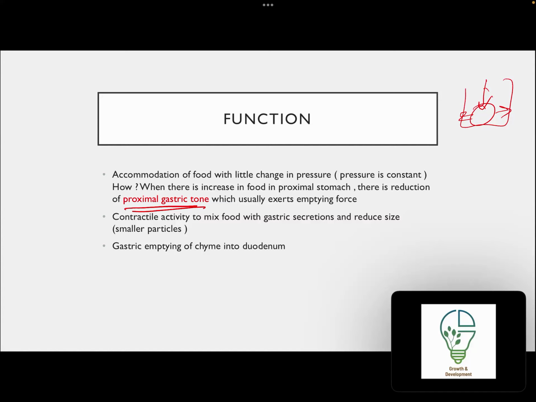Another reason we need gastric motility is for the contractile activity to mix food with the gastric secretions, and also to reduce the size of the food into small particles. And the last one is because we need the motility to empty the food inside the stomach, or the chyme, into the duodenum.